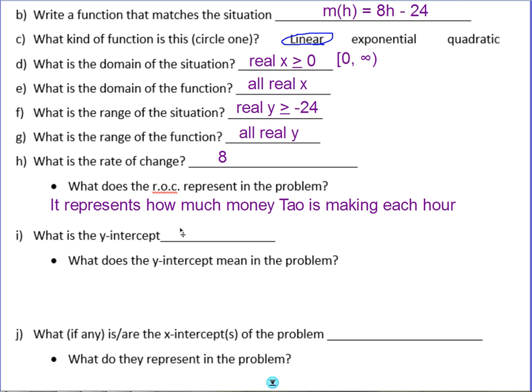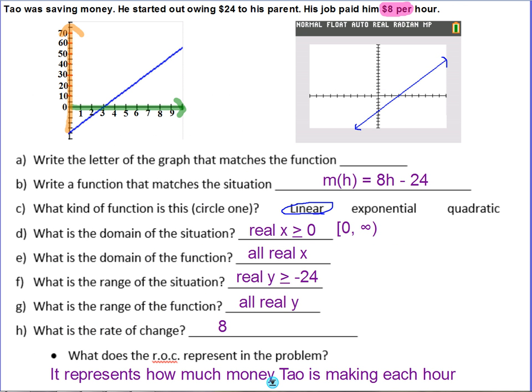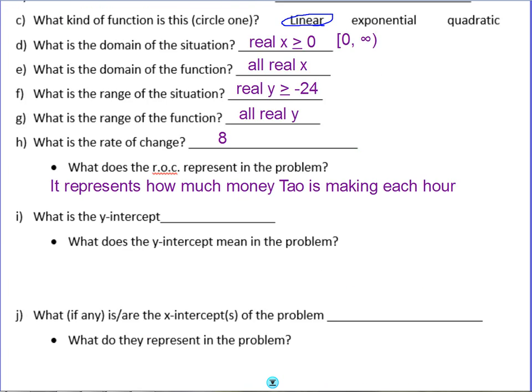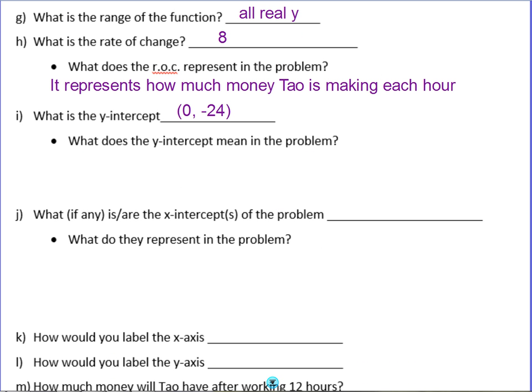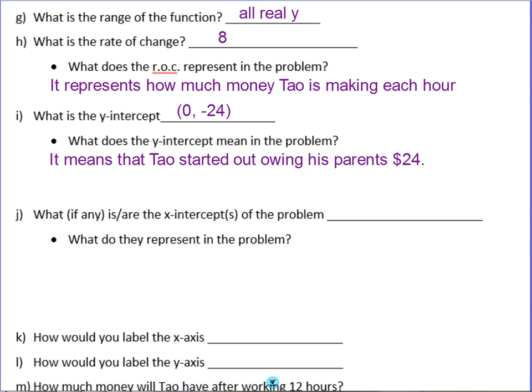What is the y-intercept? Well, we can see it. The y-intercept is at -24, but it also is the starting out amount. It's what we're talking about from the problem. So it's 0, -24. What does it mean? It means that Teo started out owing his parents $24.